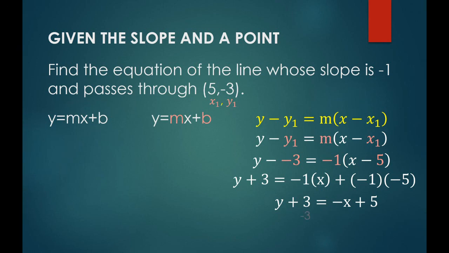Wait, there's more. We have to remove negative 3 here, especially if we will express the equation in slope-intercept form. We have to remove 3 there. y equals negative x plus 2, since 5 plus negative 3 is 2.